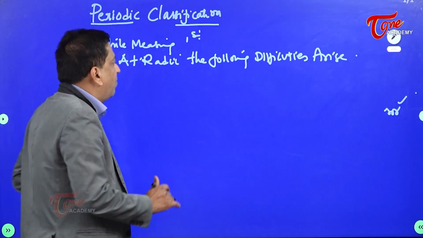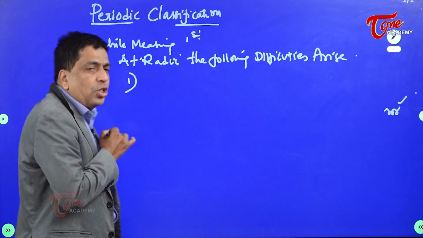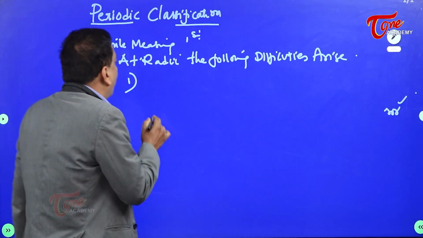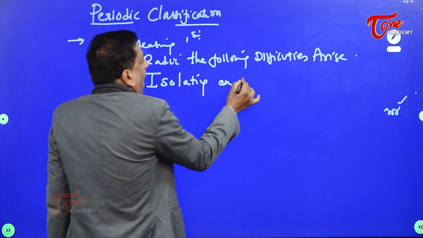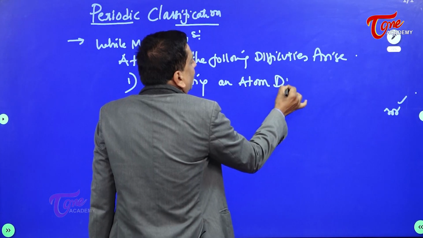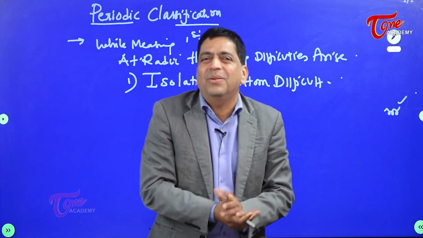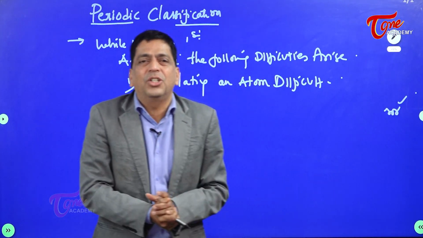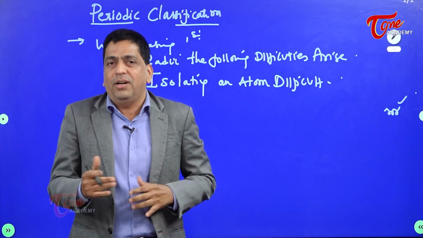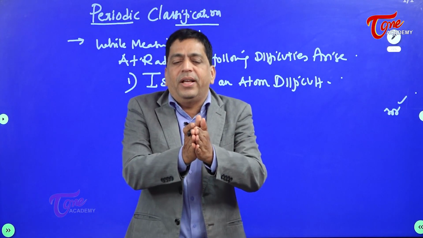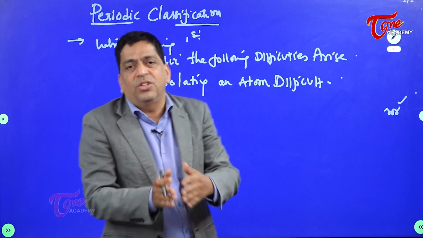What are those difficulties? If I can list them out, first difficulty, isolating an atom is difficult. Isolating an atom is what? Difficult. You must understand. It is absolutely difficult. It's not visible to a naked eye. So when I say this, isolating an atom is difficult, you started deviating from the original definition.